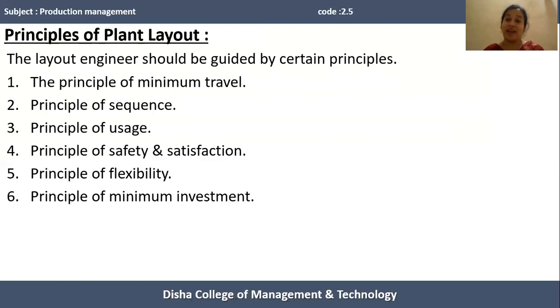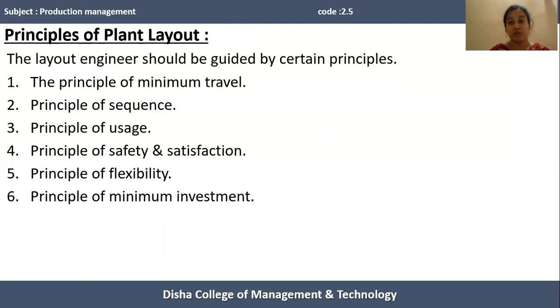Not only does he have to arrange the machines in a sequential manner, but he also has the responsibility to arrange different departments in a systematic, sequential manner. If a particular product requires processing in a particular department first, that department should be placed in the first position, and after that the department having the next processing should be arranged, so that without any problem the product can move from one workstation to another for production.